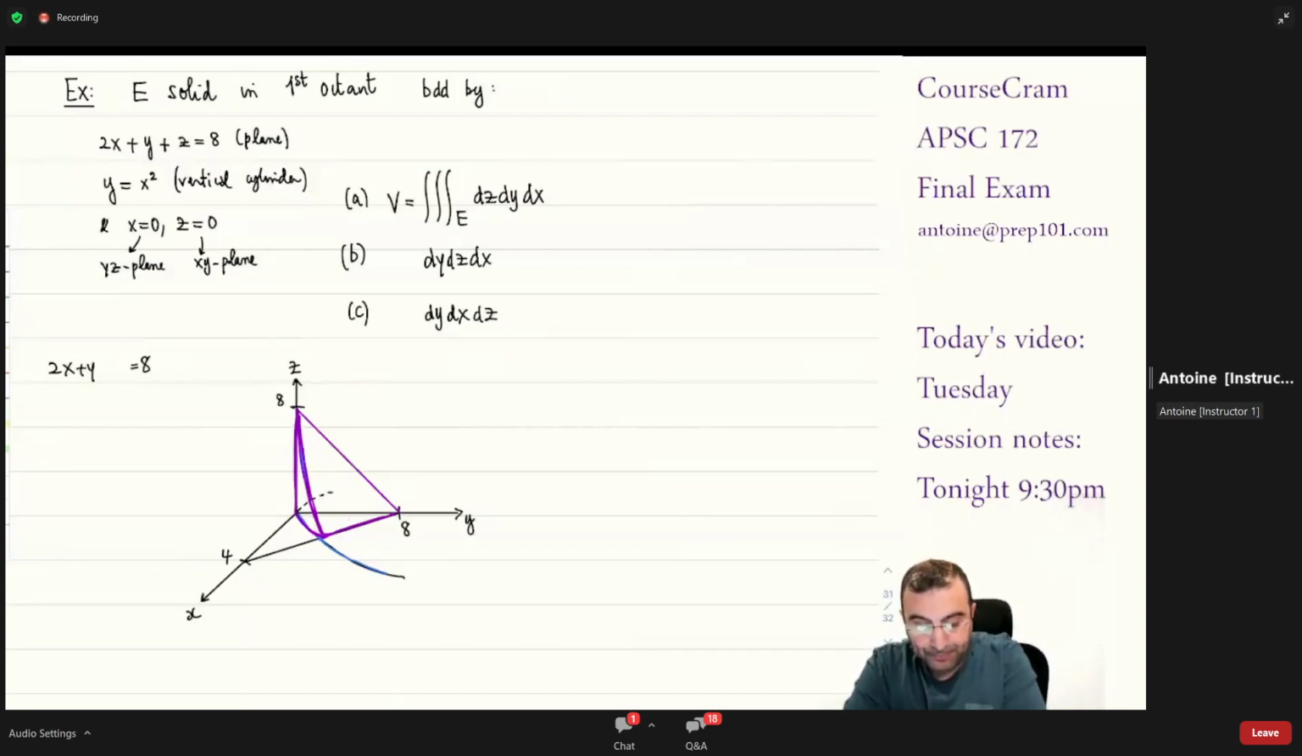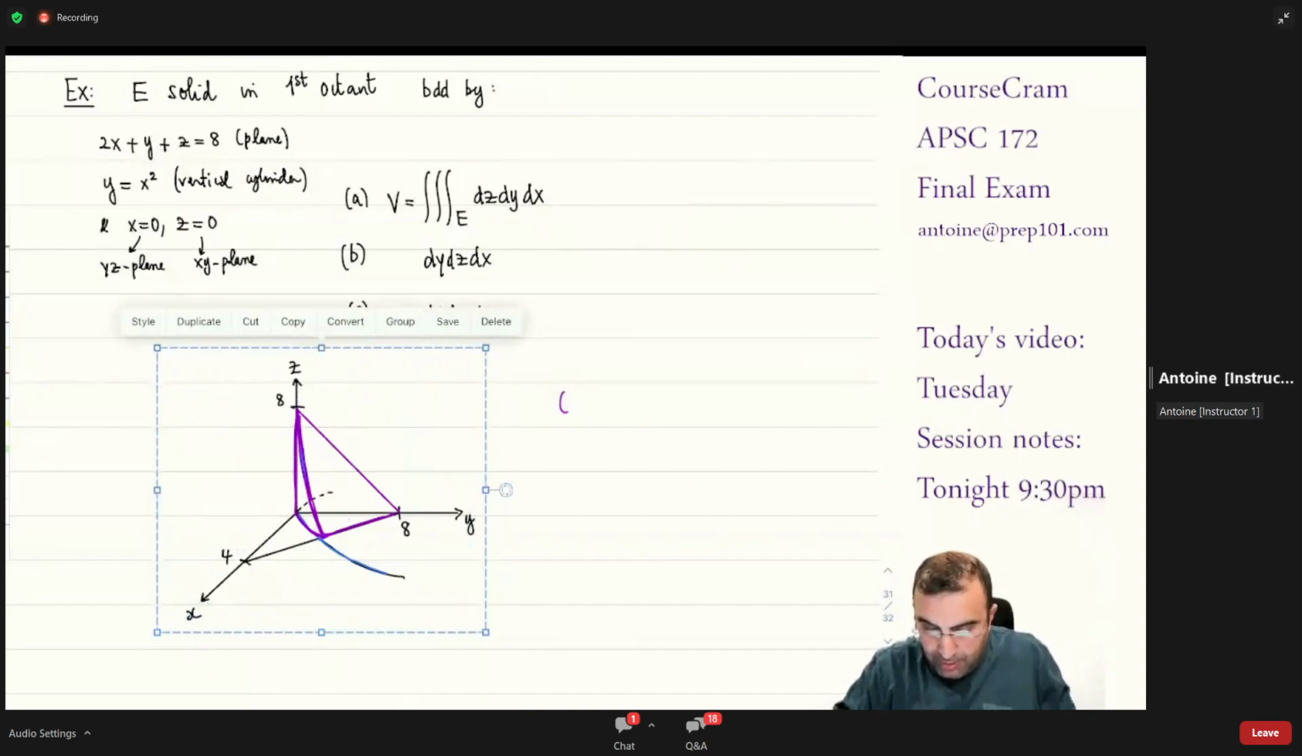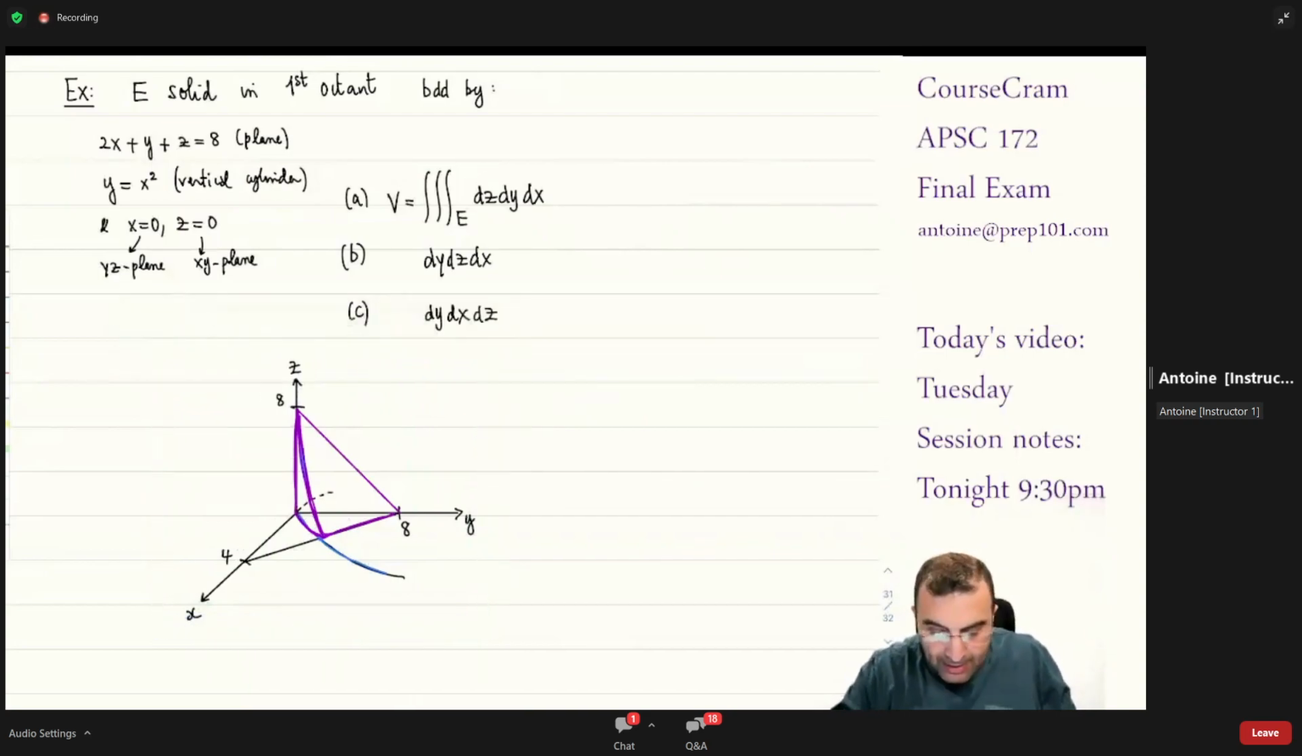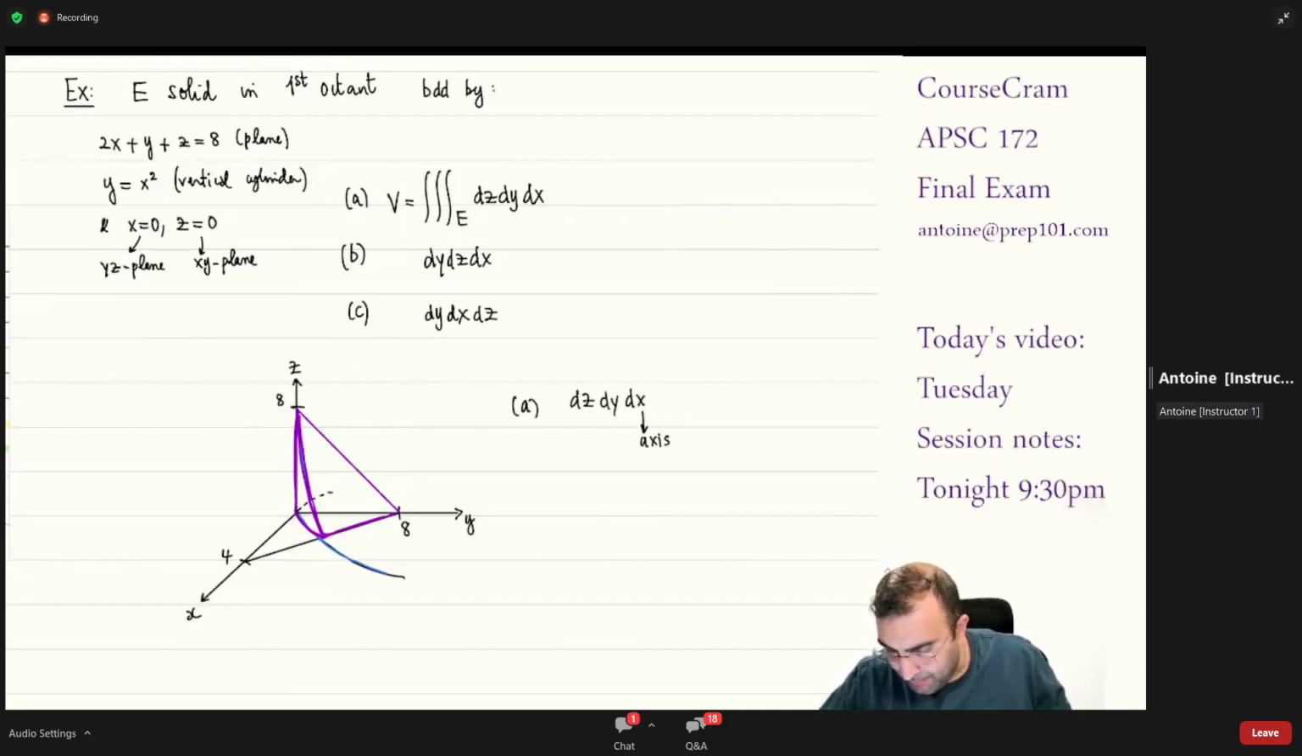Okay, so let's see. First, in part A, of course, let me copy this because I'm going to need to work with it 3 times. So in part A, I want dz, dy, dx. So x is on the x-axis, y is in the xy plane, and z is in space. Cool. So let's try this.